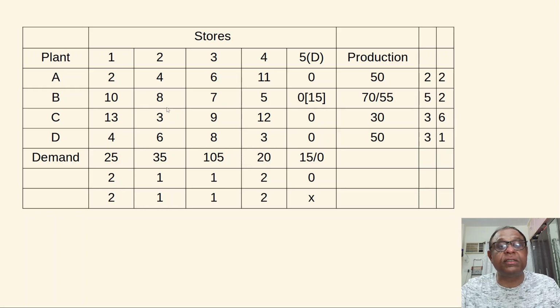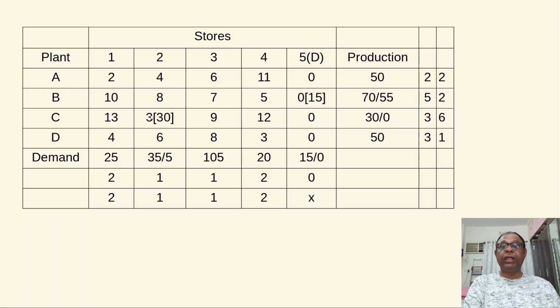The least cost here is 3. Okay, so we have to allocate here. Now the maximum allocation that we can do for store number 2 is 35, but the maximum supply from plant number C is 30. So all of this 30 can now be supplied to store number 2 at the cost of 3.